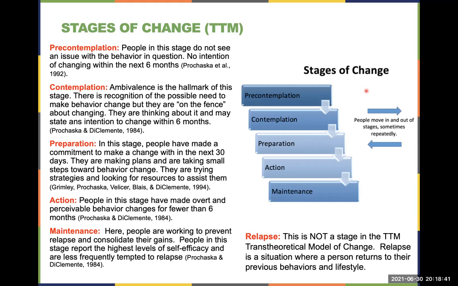And if you'll notice over here, I have a comment that people move in and out of the stages, sometimes repeatedly. They can also go back and forth through the stages. So a person can move from contemplation to preparation to action and then slide backwards again, right? It may not result in a recurrence of use, but this isn't just unidirectional. It can go both ways.